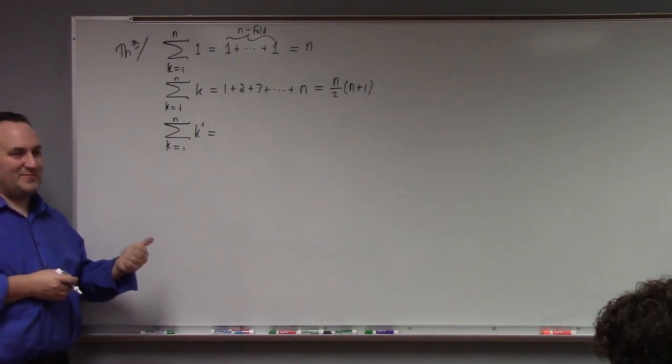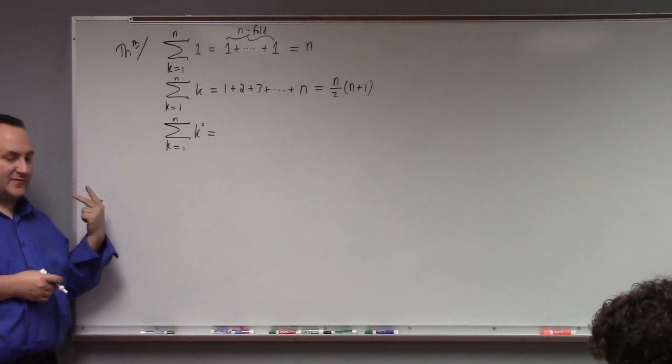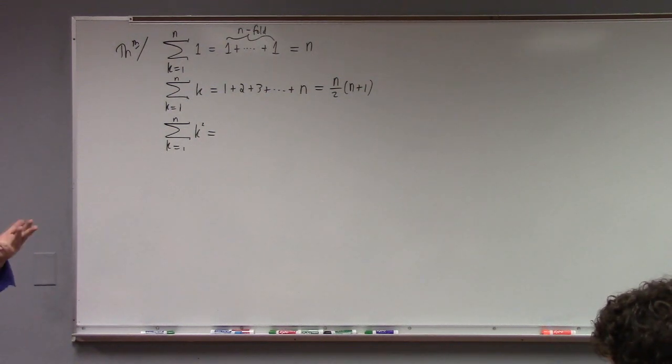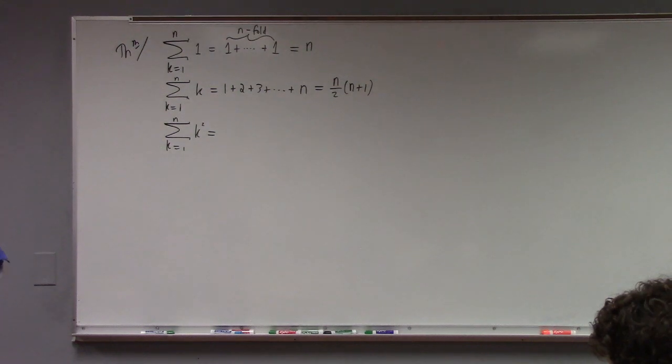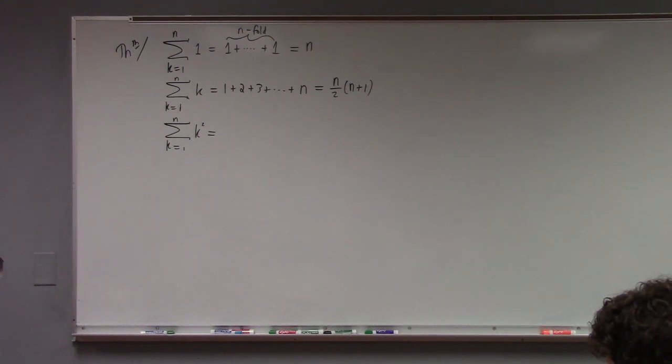So, let's see here. 10 plus 9 is 19, plus 8, 27. Then we add 7, 34, add 6, 40, add 5, 45, add 4, 49, add 3, 52, add 2, 54, add 1, 55. It works, right? In the case n equals 10, that's not a proof, right? But you can prove this formula by what's called mathematical induction, all right? So assume it's true for n. You can show it's true for n plus 1 by some algebra.